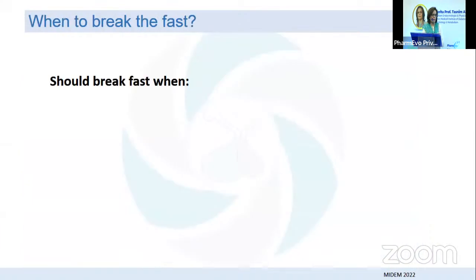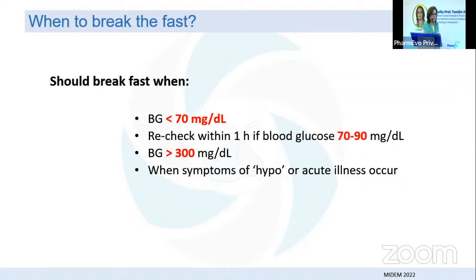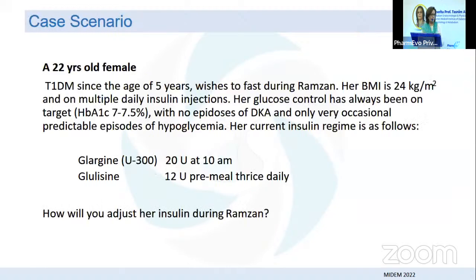This we have already covered again and again. Remember that 70, repeating at between 70 and 90, breaking fast at more than 300 or whenever symptoms occur, and very quickly 2 cases. I'm sure you will get this. Type 1 diabetes since the age of 5 years. She's now 22. Wishes to fast during Ramzan.